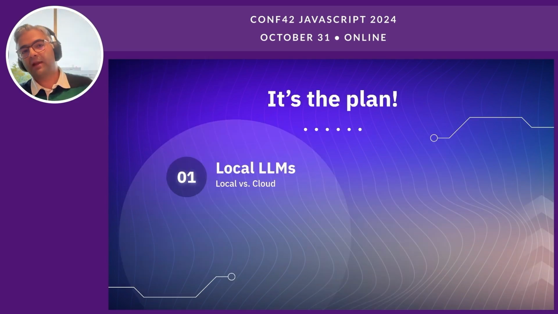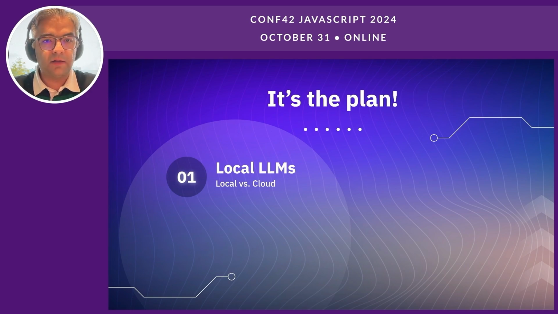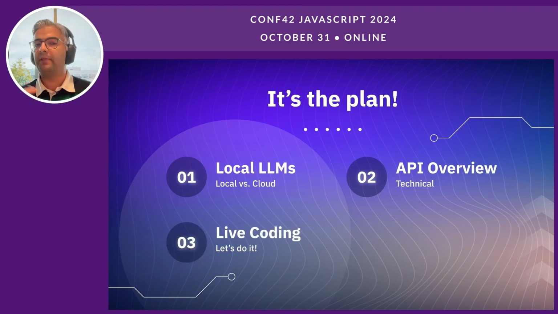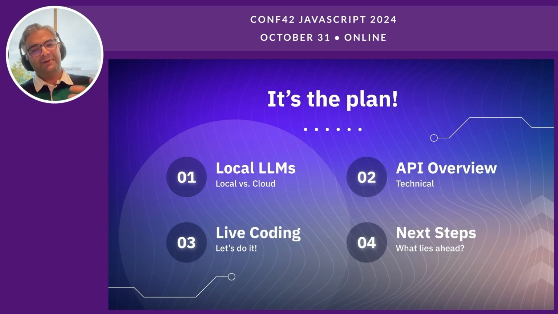So, what's the plan? First of all, we will focus on local LLMs and compare them to cloud LLMs, because we have two types of LLMs in this case, and we are focusing on built-in ones, which are some kind of local LLM. And then we will make everything technical, focus on the API and overview how the API works. Then we have some live coding. Guys, fingers crossed for me, because live coding is always... So, what lies ahead? What is the next step that we can take, or what's going on behind the scenes later?